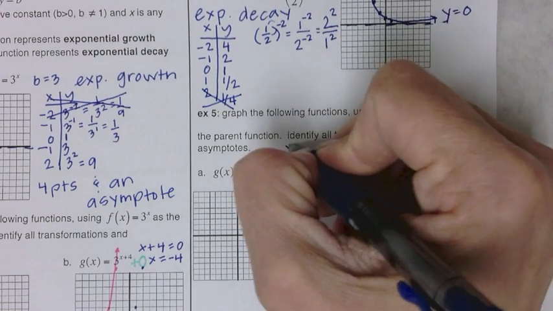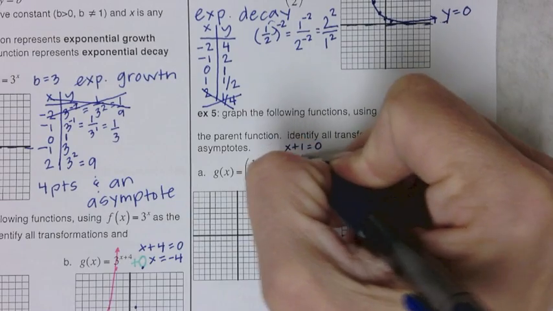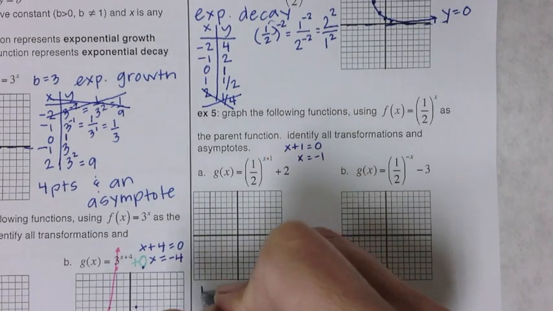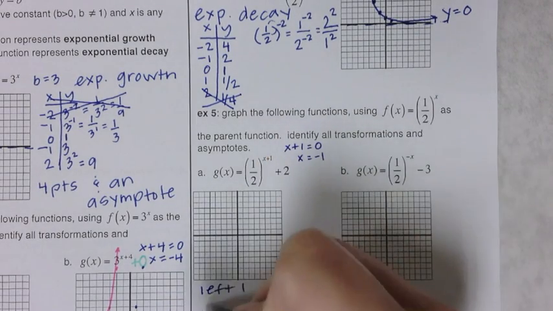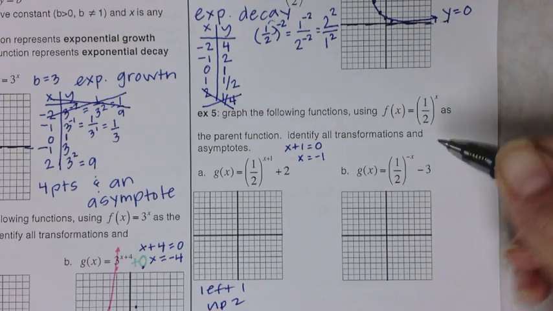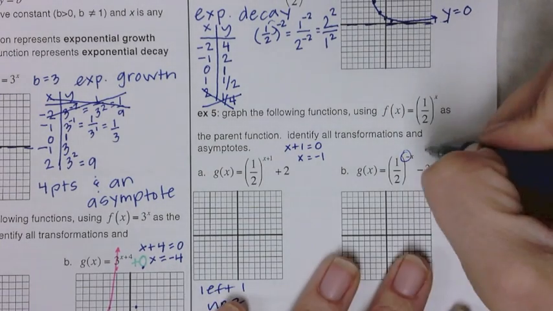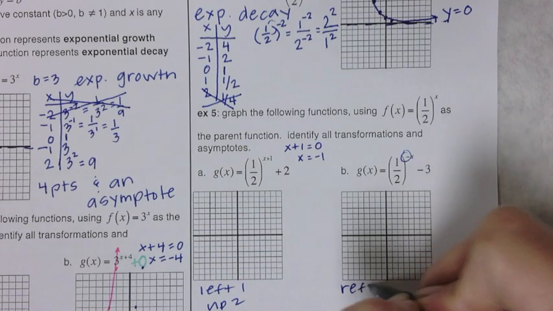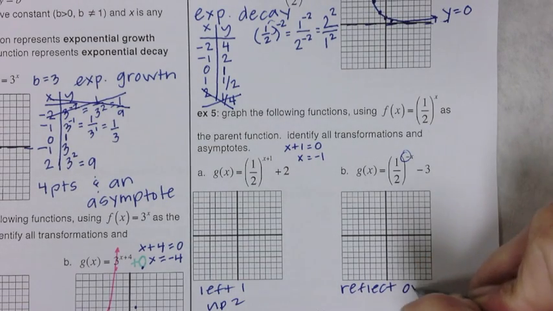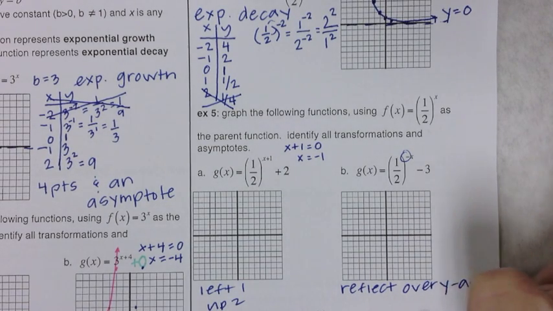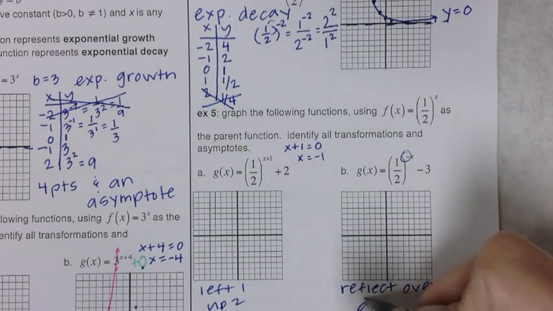So here x plus 1 equals 0, x equals -1. I'm going to go left 1 and up 2 for that one, and then this one, because the negative is in with the x, I am going to reflect over the y-axis. And then I'm going to go down 3.